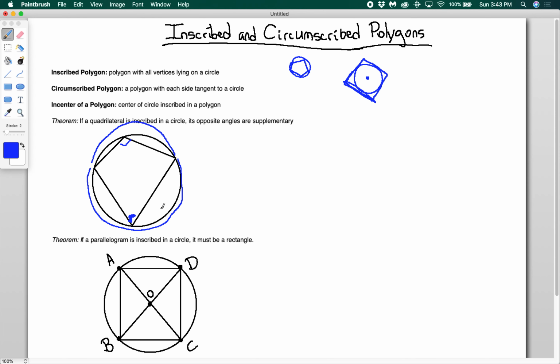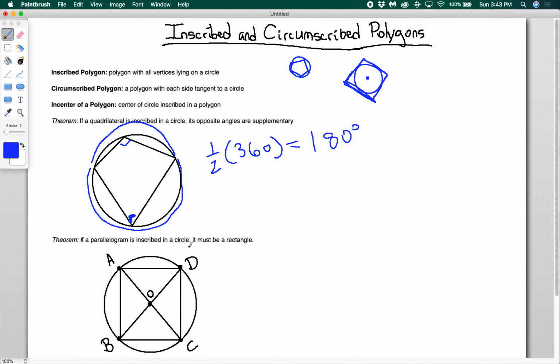Now I know that those two arcs have to add to 360 degrees, and therefore the angles, if we think back to our angle arc theorems, the angle has to be half of 360, so it must be 180 degrees, right? Half of 360 equals 180 degrees. So hence opposite angles are supplementary, just because they intercept the entire circle's worth of arcs.